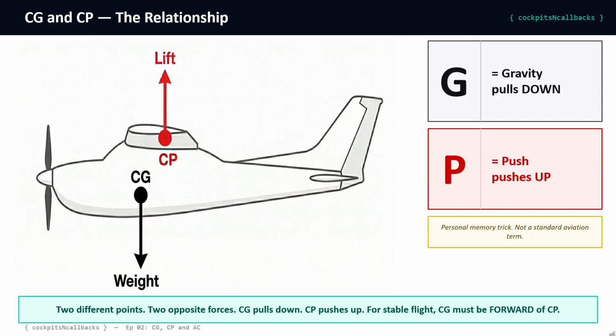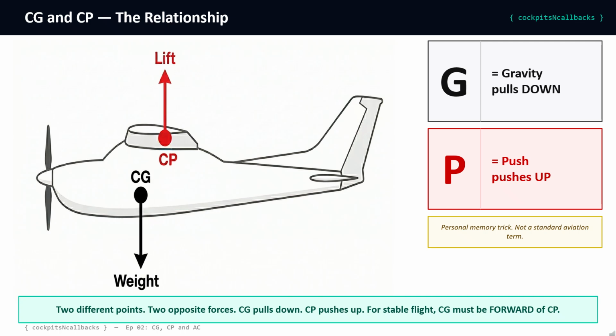Here is the aircraft with both points shown together. The black CG dot sits on the fuselage with weight pulling straight down from it, and the red CP dot sits on the wing chord with lift pushing straight up from it. Two different points, two opposite forces, two different locations on the aircraft. Now, here is where the exam catches people. A question appears asking which force acts through which point. Under pressure, CG and CP look interchangeable because both are two letters, both are on the aircraft, both involve forces. Here is a way to keep them separated permanently.